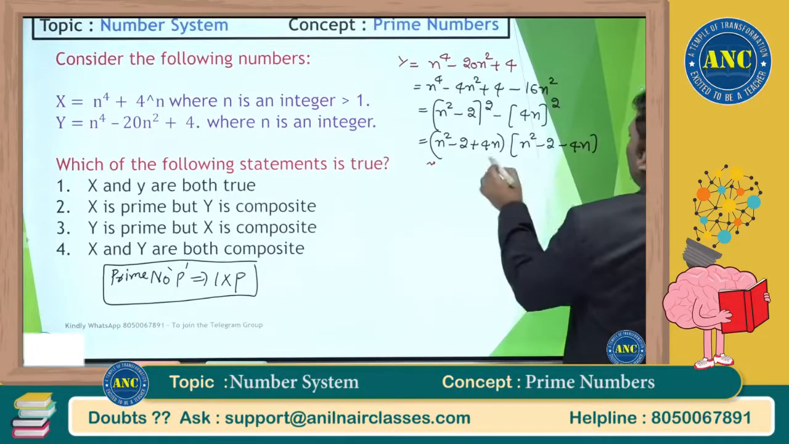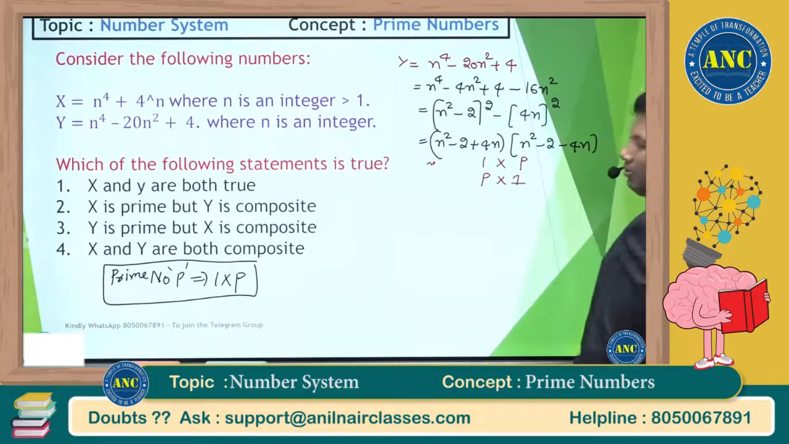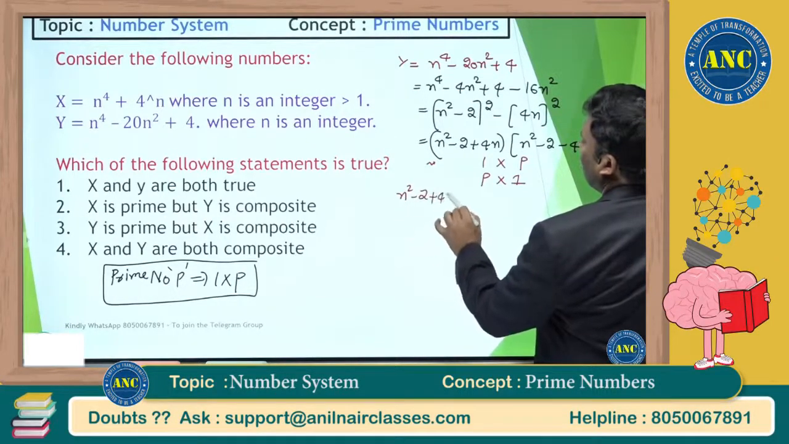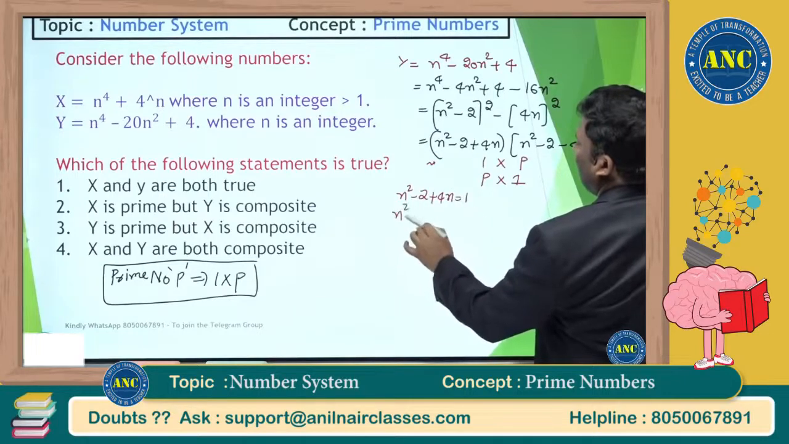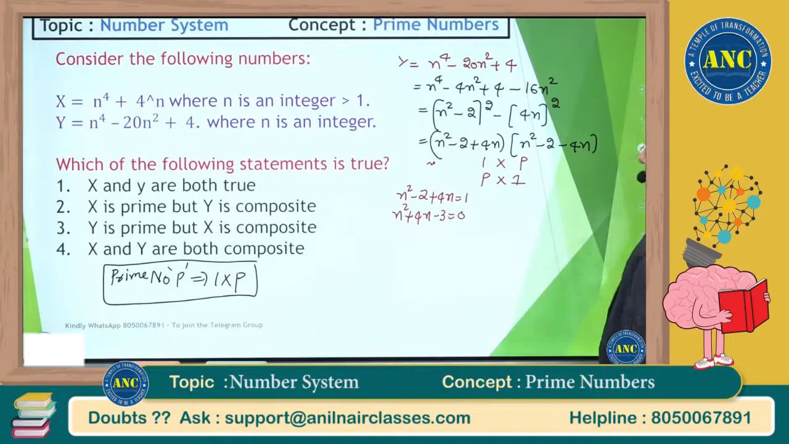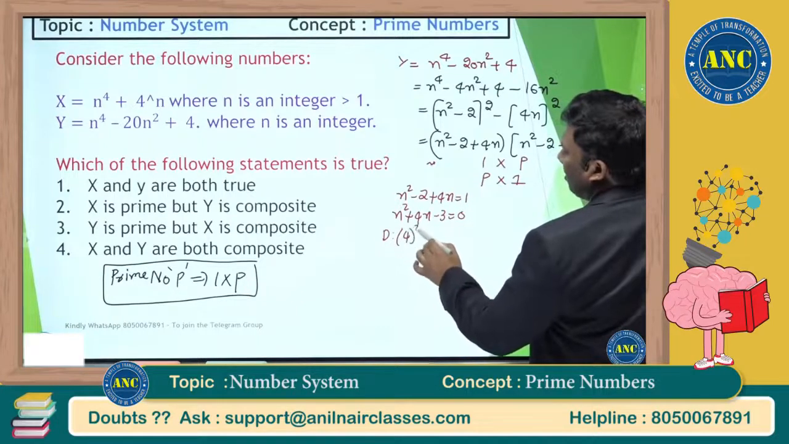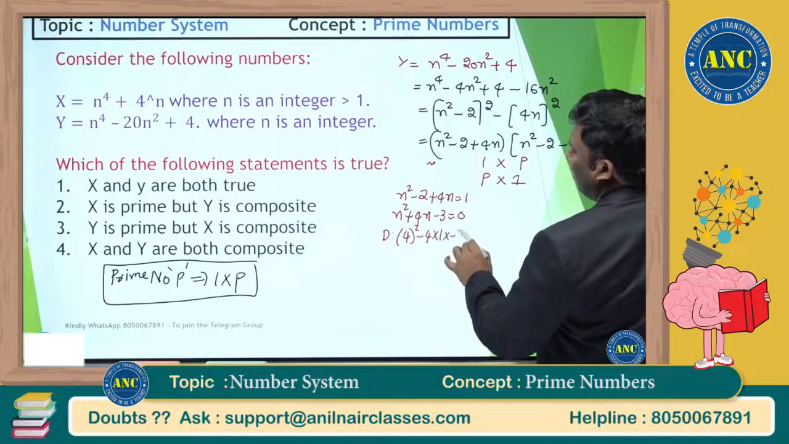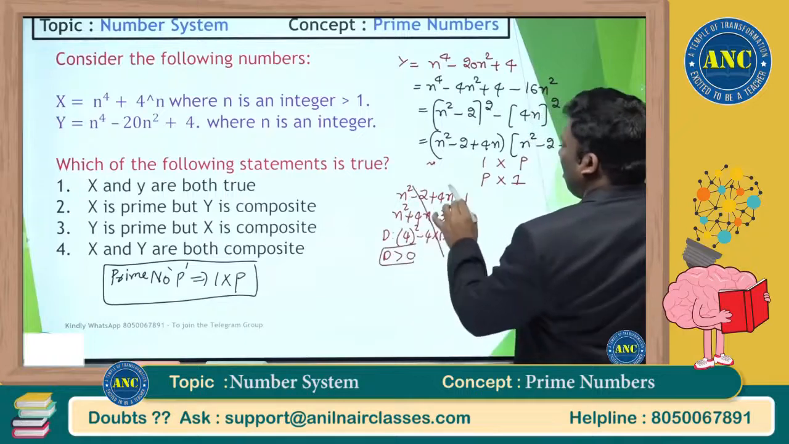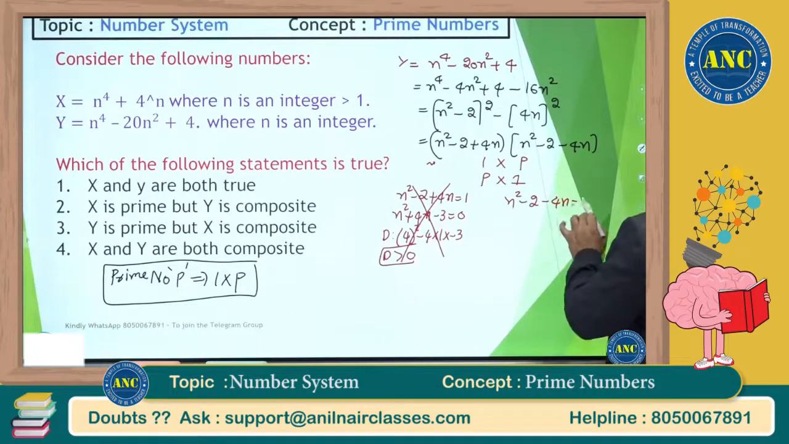If it is a prime number, it should have only two factors, 1 and p. It can be interchangeable because it's a variable. So if I take n square minus 2 plus 4n equivalent to 1, n square plus 4n minus 3 equivalent to 0. The discriminant, since n value should be an integer: b square minus 4ac, 16 plus 12. D is greater than 0, not a perfect square. Not possible.